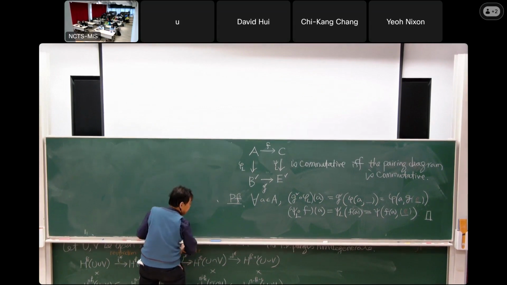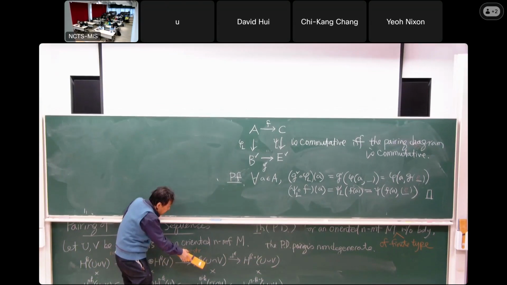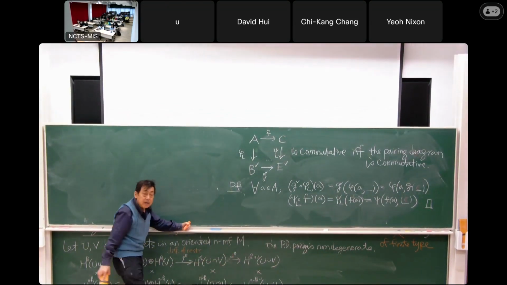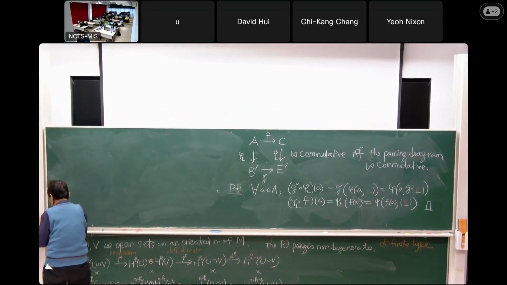Okay, so let's first review the construction of the upper star in ordinary cohomology.